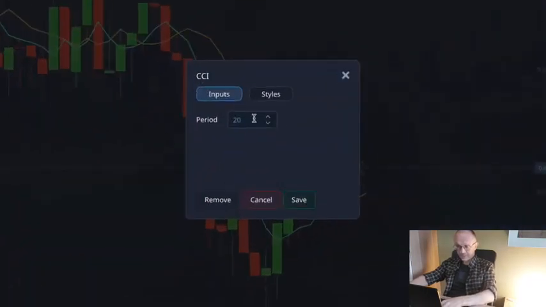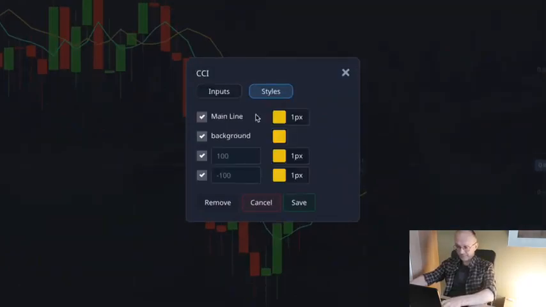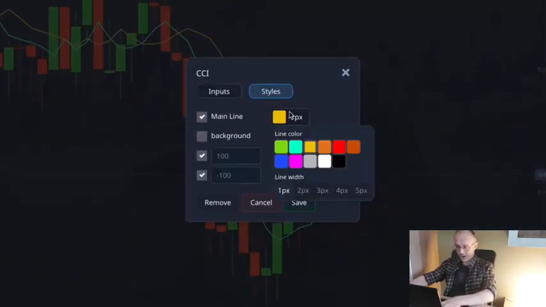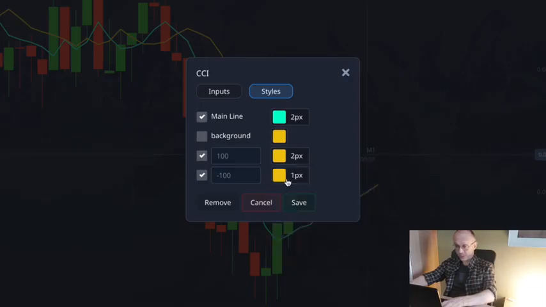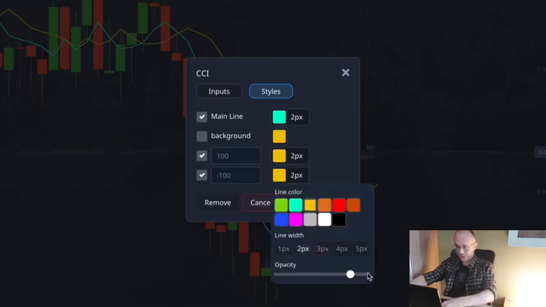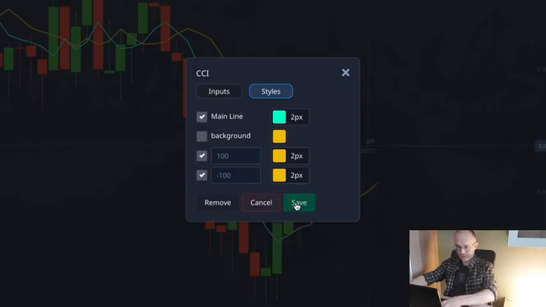Next, let's configure the CCI. Let's set Period to 5. Go to Style, Disable Background. Let's set Mainline to Turquoise, Width 2. Let's set the width of lines 100 and minus 100 to 2. Move opacity to the right and save.